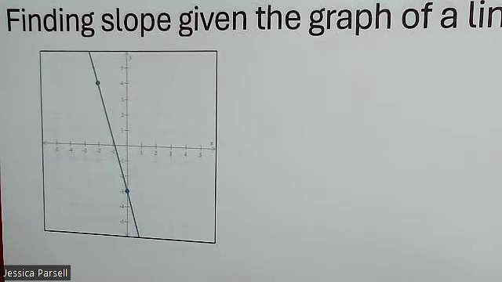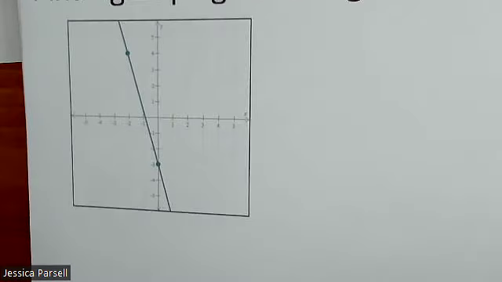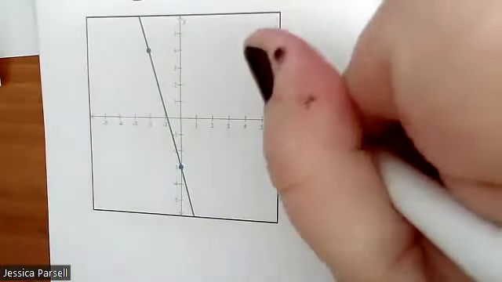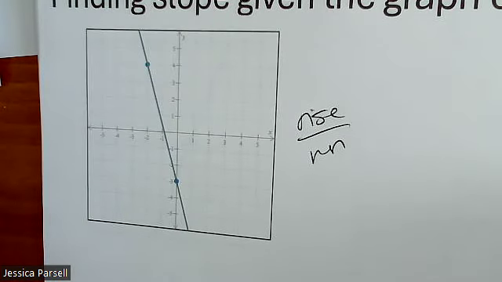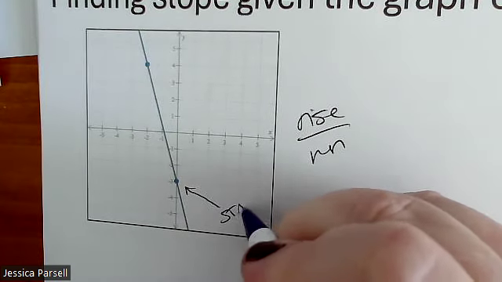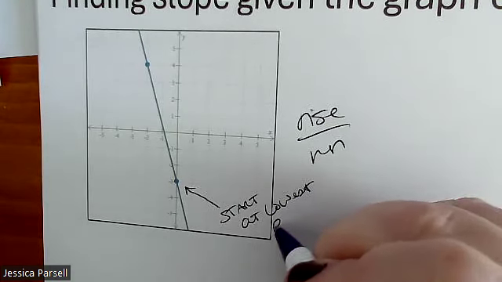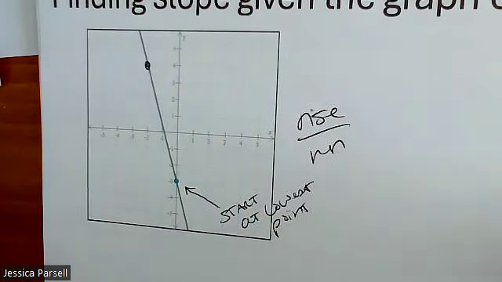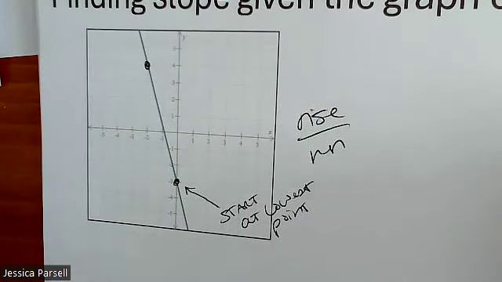The next concept is finding slope given the graph of a line on a grid. All right, let's see if we can zoom in on this graph. Here's a line. And we know slope is always rise over run. Now the hint that I gave you in the last 2 slides was to start at the lowest point. And then your destination is going to be here. So if you start here, let's say you wake up here and you got to get to work here, how do we get there?